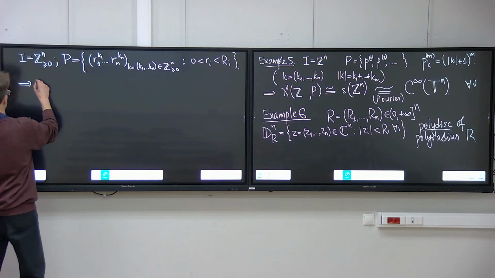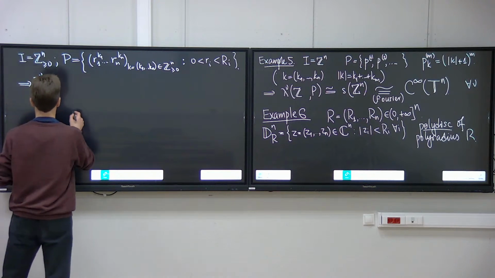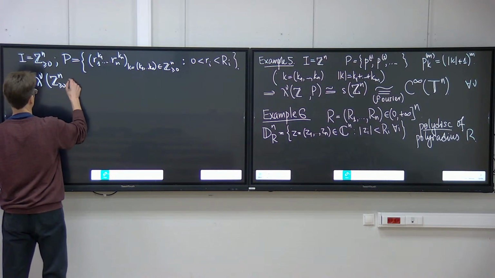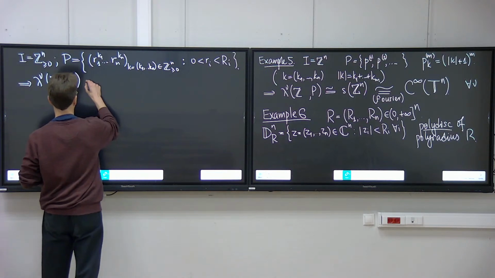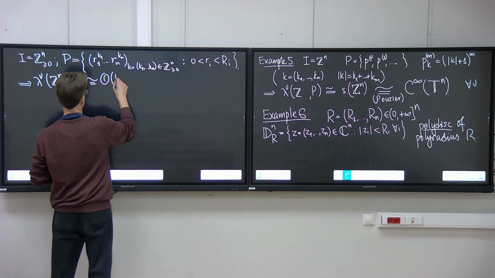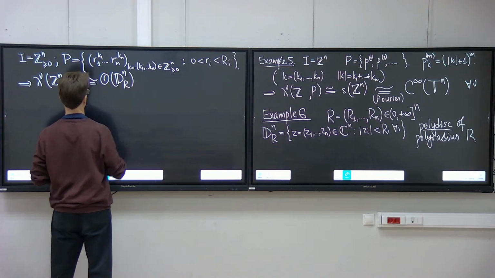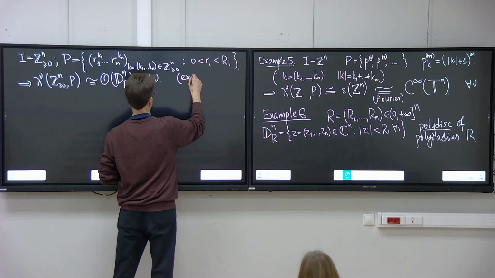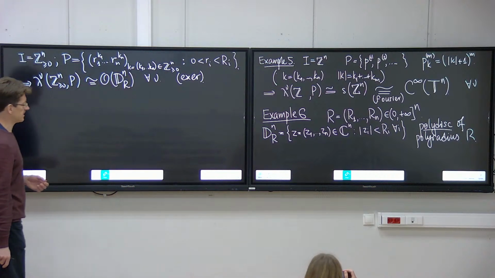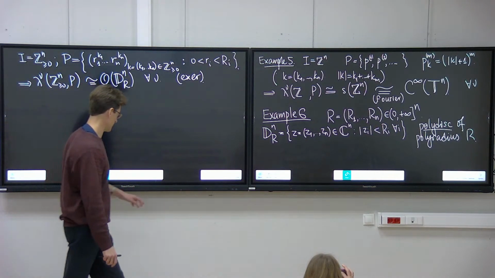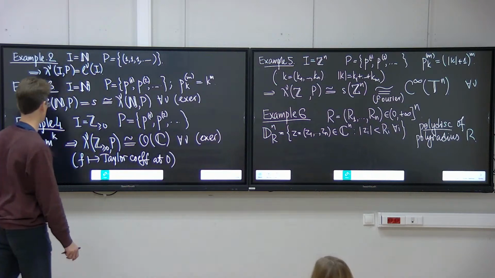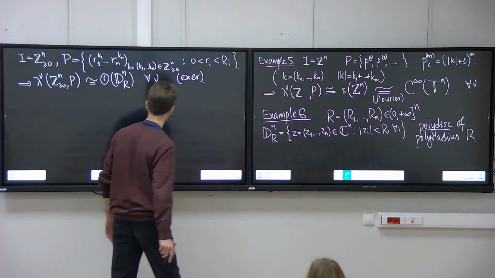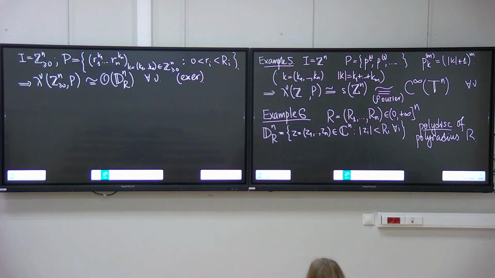Then I claim that the respective Köthe space, lambda nu of P, is isomorphic to the space of holomorphic functions on the polydisk D_R for every nu. This is also an exercise, but the isomorphism is actually the same as in example 4. It takes every holomorphic function on the polydisk to the family of its Taylor coefficients at 0.